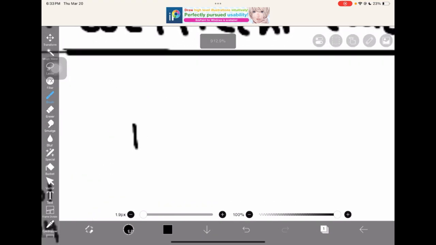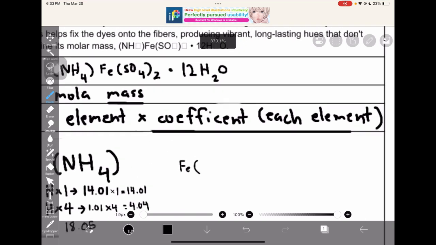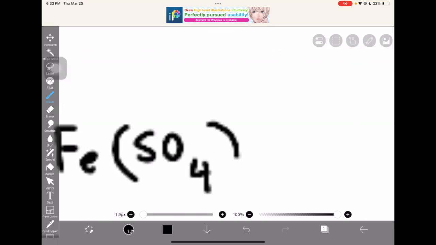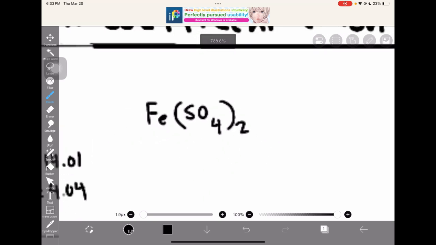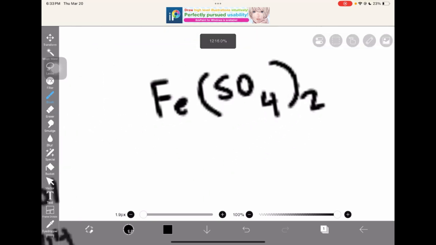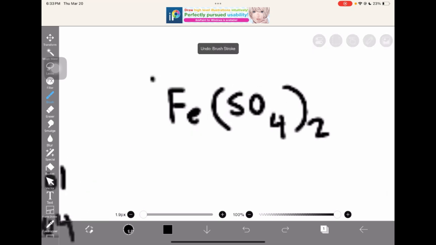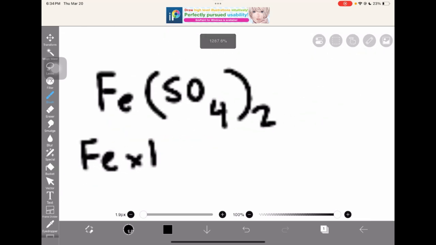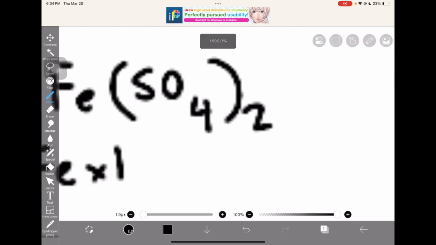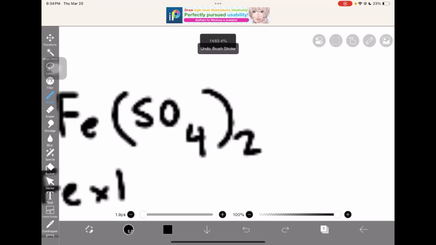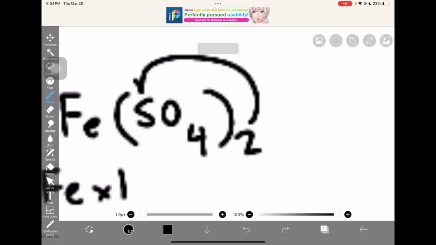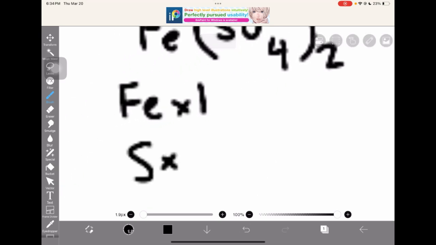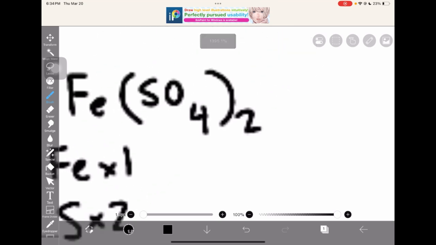Next one, we got an Fe in parentheses SO4 and close bracket 2. Let's focus on the Fe first. The Fe is clearly a standalone because it's not next to any number or anything, so we can easily say just Fe times 1. But here's where it gets a little bit interesting and confusing. Once you see a coefficient here, you need to distribute it to each of the elements in the brackets. So that's going to be 2 times 2 sulfurs, so S times 2. And then 2 times 4 oxygens. 2 times 4 is 8.